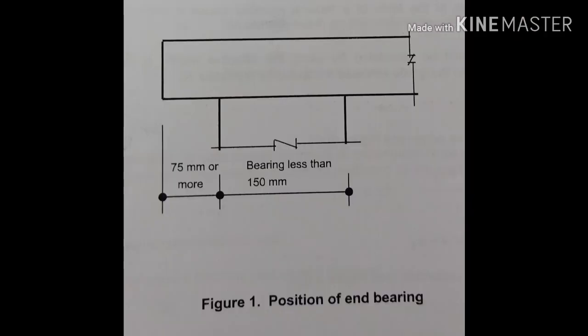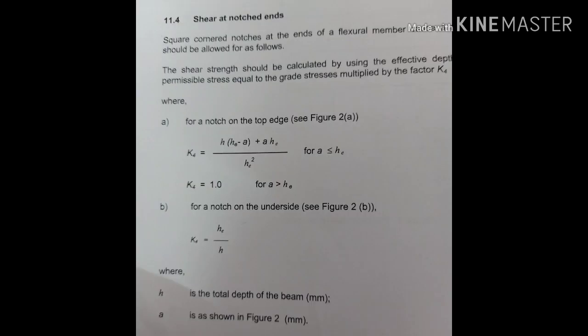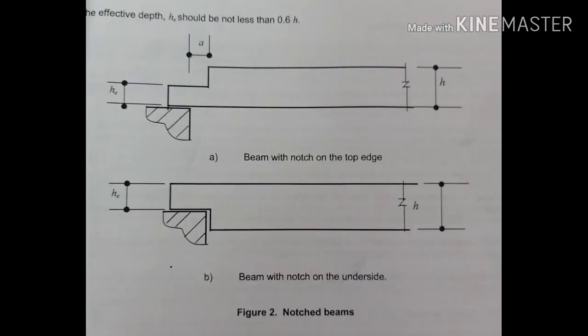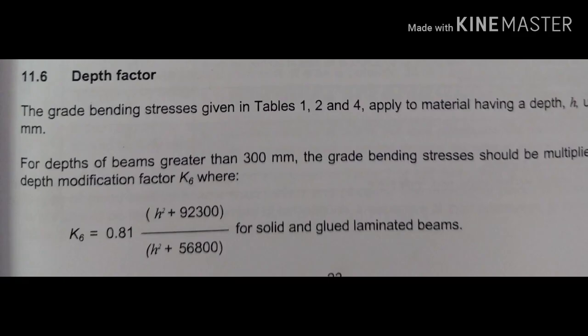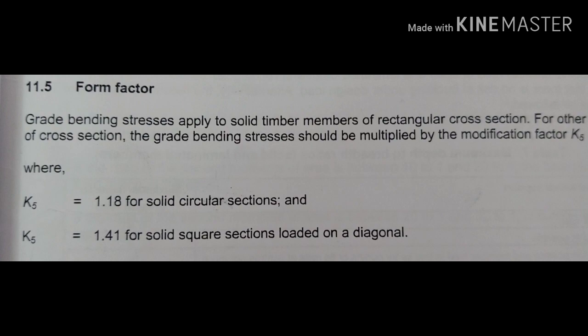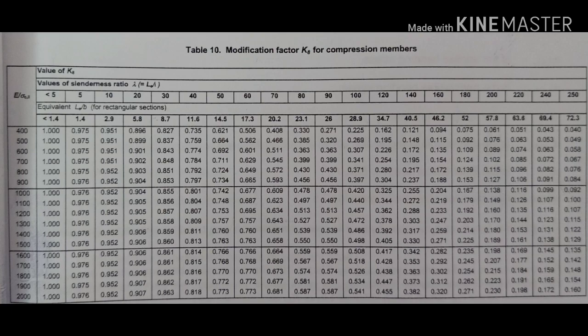If load sharing is less than 4 members and spacing between members is less than 610 mm, K2 is 1.0. If more than 4 members and the spacing is more than 610 mm, K2 will be 1.1. K5 is equivalent to 1.18 for a solid circular section, and if it is a square section, the K5 value is 1.41, but for a rectangular section, K5 will be 1.0. K8 can be obtained from table 10, page 29.